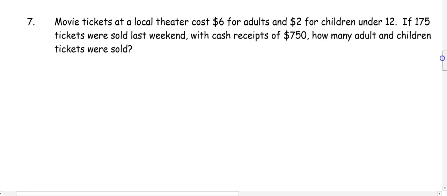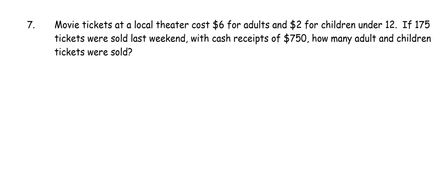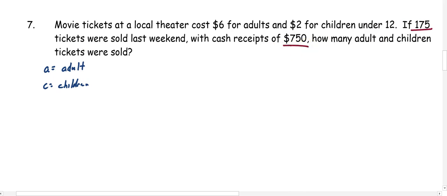So let's look at a word problem and use elimination to solve. So in number 7, movie tickets at a local theater cost $6 for adults and $2 for children under 12. If 175 tickets were sold last weekend with cash receipts of $750, how many adults and children tickets were sold? So our variables, we have adults, we have children going to the movies. So there was a total of 175 people for $750. So to get our 175 people, we're just going to add the adults plus the children. To get our cash receipt of $750, we need to multiply each by their ticket price. So we have 6A plus 2C equals $750.